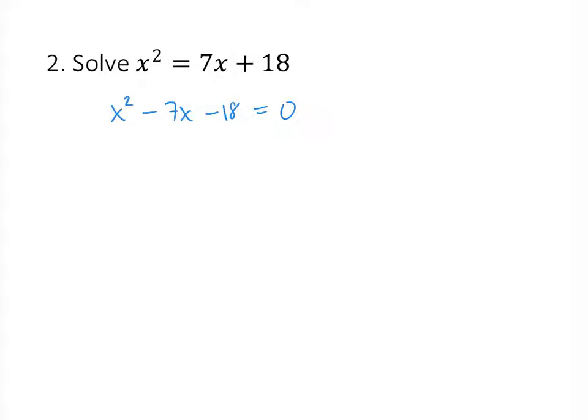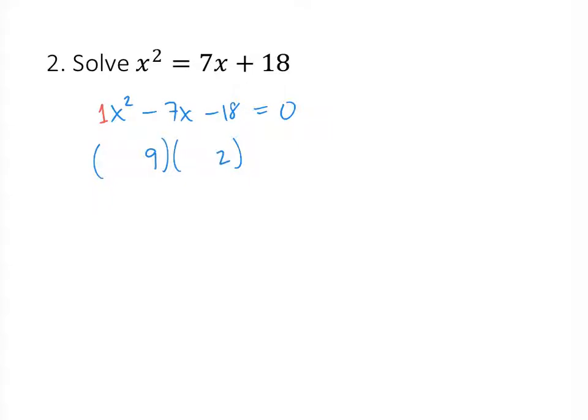Now since what we have here is a trinomial, and we have the coefficient of x squared being 1, we should at least think about trying to factor this. And if we think a little bit about different ways that we can factor 18, we're looking for two numbers that multiply to be 18, where their difference is 7. And that is going to be 9 and 2. And the difference between 9 and 2 is 7.